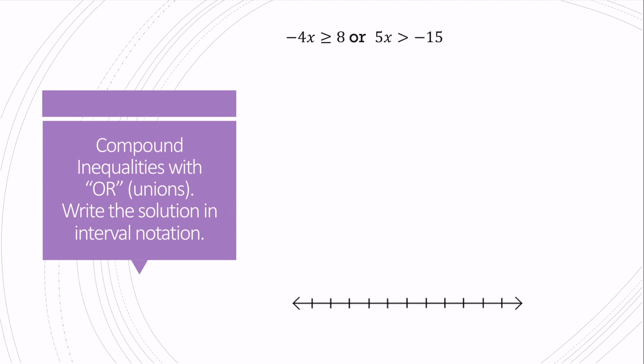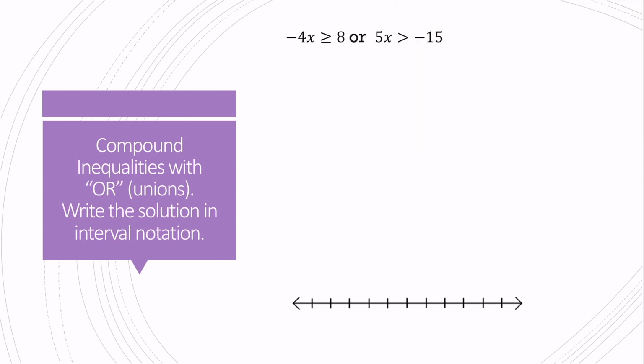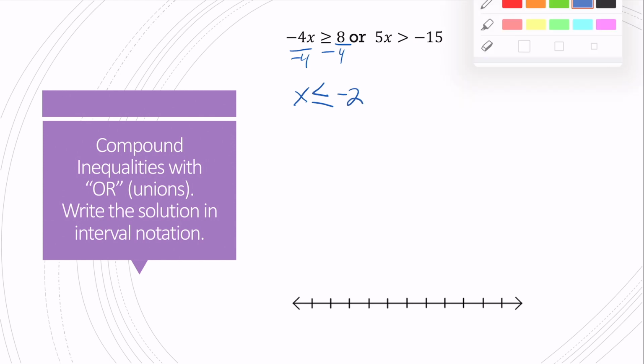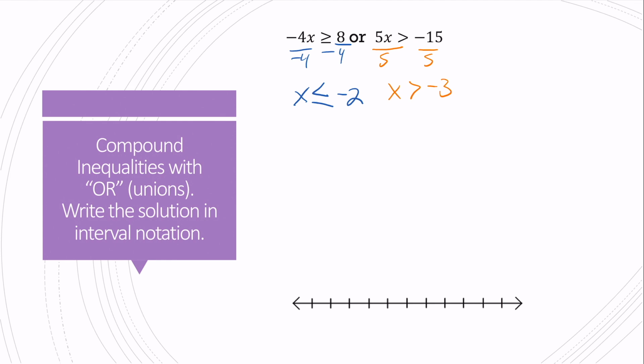Okay, so I have negative 4x is greater than or equal to 8. I divide both sides by negative 4. I flip my sign. I have x is less than or equal to negative 2. I also have 5x is greater than negative 15. I divide both sides by 5. I get x is greater than negative 3. We can go ahead and label our number line. Negative 4, negative 3, negative 2, 0.